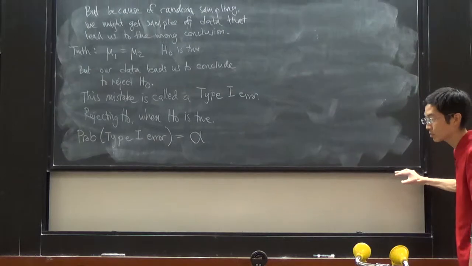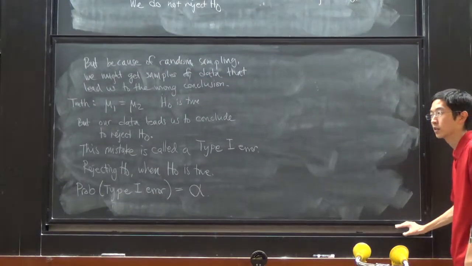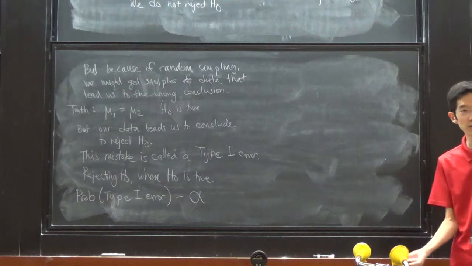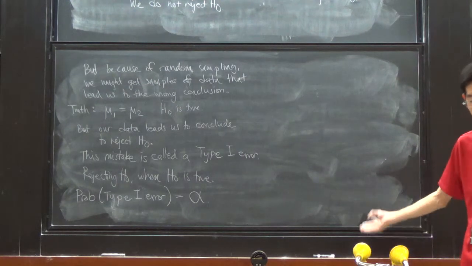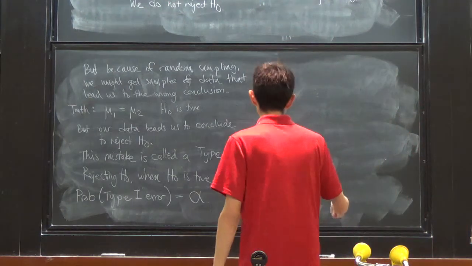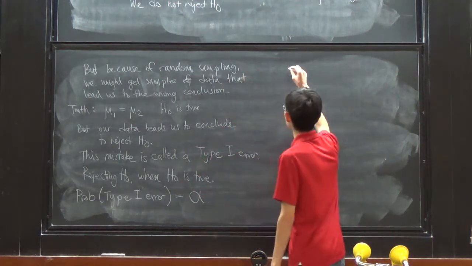So if we're willing to make a type 1 error quite often, we can choose a large alpha. If we're unwilling to make this mistake very often, we would choose a small alpha. So our choice of alpha reflects our, quote, willingness.